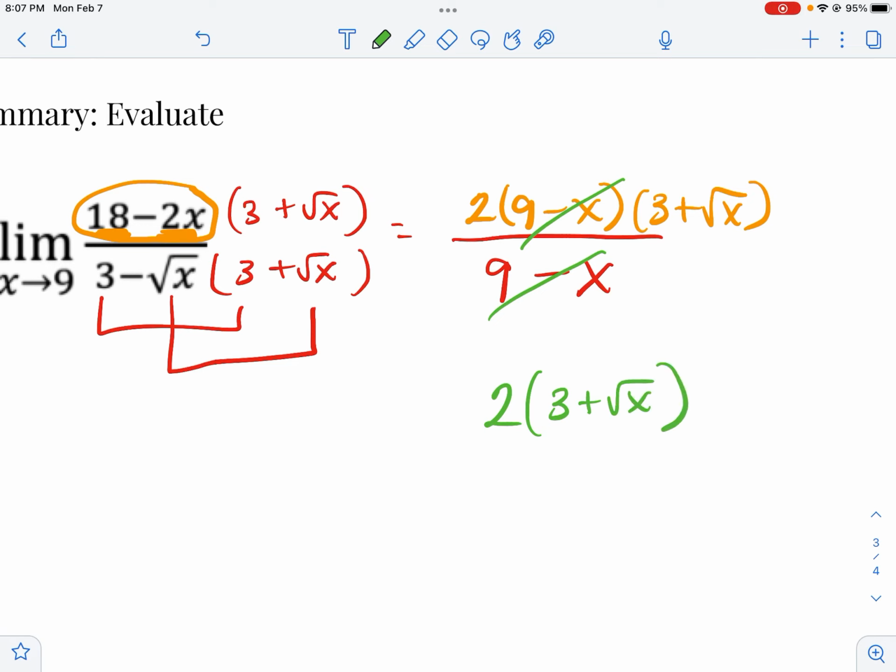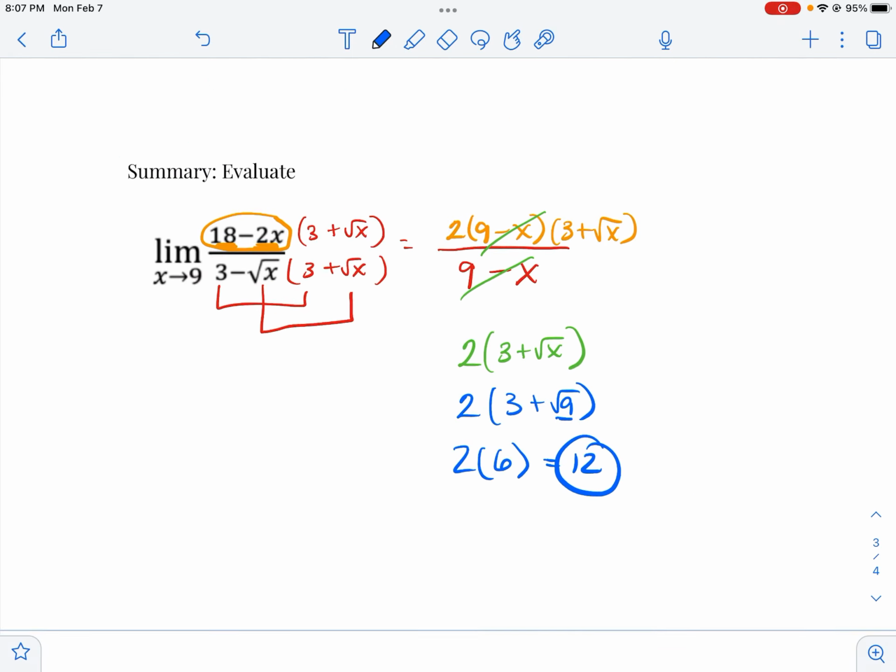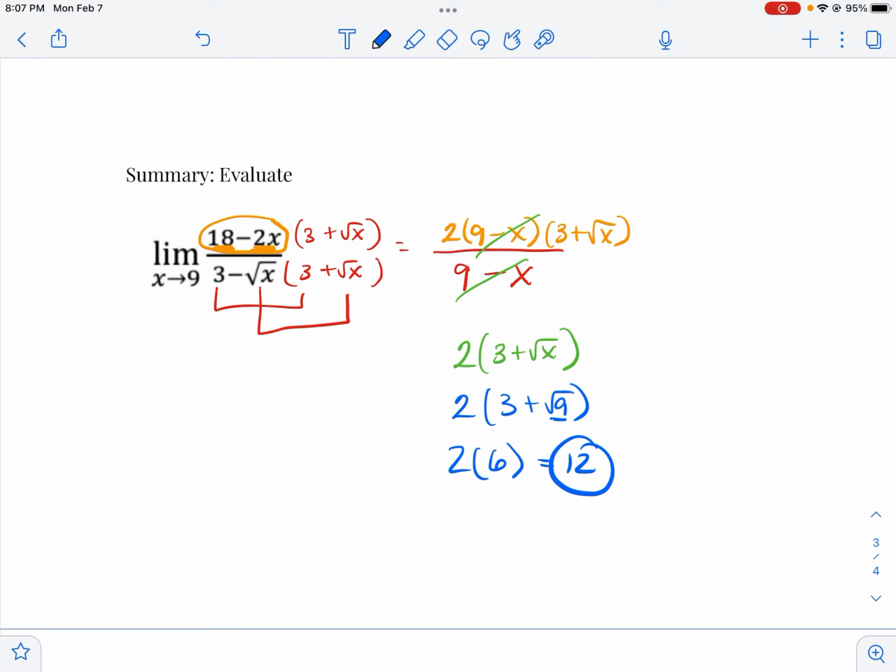And now if I plug 9 into this, I will get a value. 2 times 3 plus the square root of 9. So that's 2 times 3 plus 3, because square root of 9 is just 3, which is 12. Final answer.